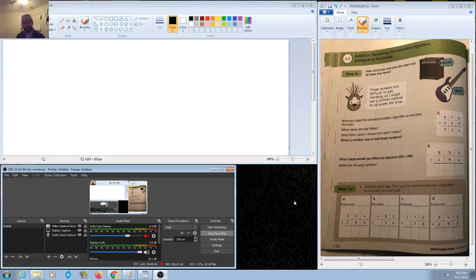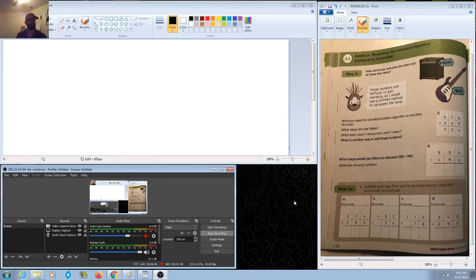So the question says, how could you calculate the total cost of these two items? So we have a speaker system, which is about $249, and the electric guitar being $475. So the porcupine here says that these numbers are difficult to add mentally, so I would use a written method to calculate the total. So the way that Monique did was use the standard algorithm to calculate the total.